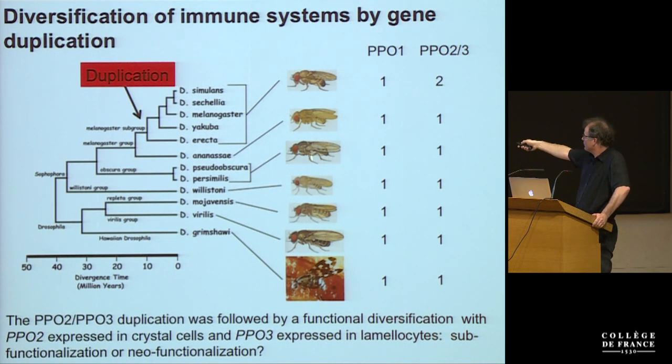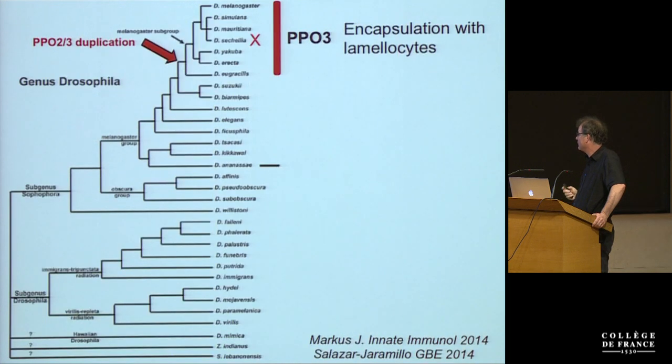You observe that all the Drosophila species contain one copy of PPO1, but that the duplication of PPO2 and PPO3 occurred in the melanogaster group that includes those five species. Here you find two genes. And now you can try to understand what it actually means. In fact, PPO3 arises with the invention of a new mechanism to fight against parasitoid wasps that involves lamellocytes. Those insects are the only ones that contain lamellocytes, those large flat cells that can encapsulate and melanize. Interestingly, one of them, Drosophila sechellia, has lost PPO3.